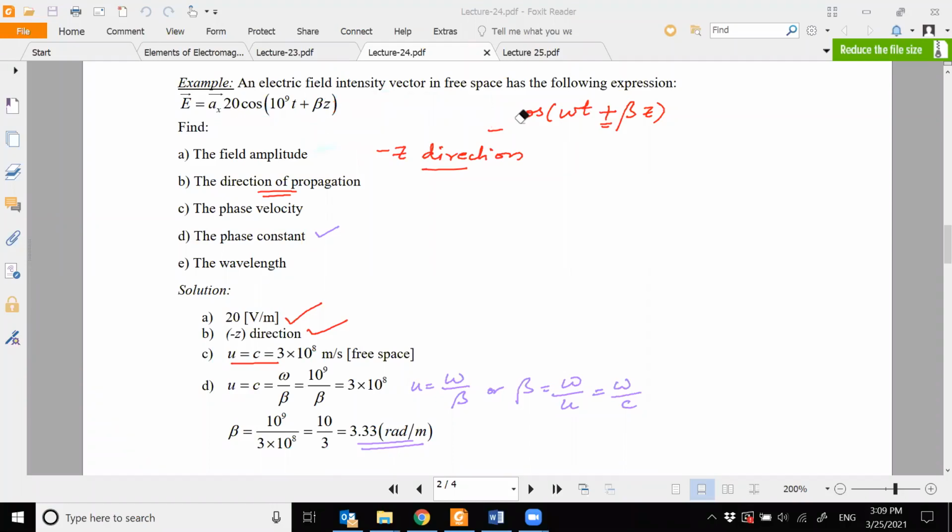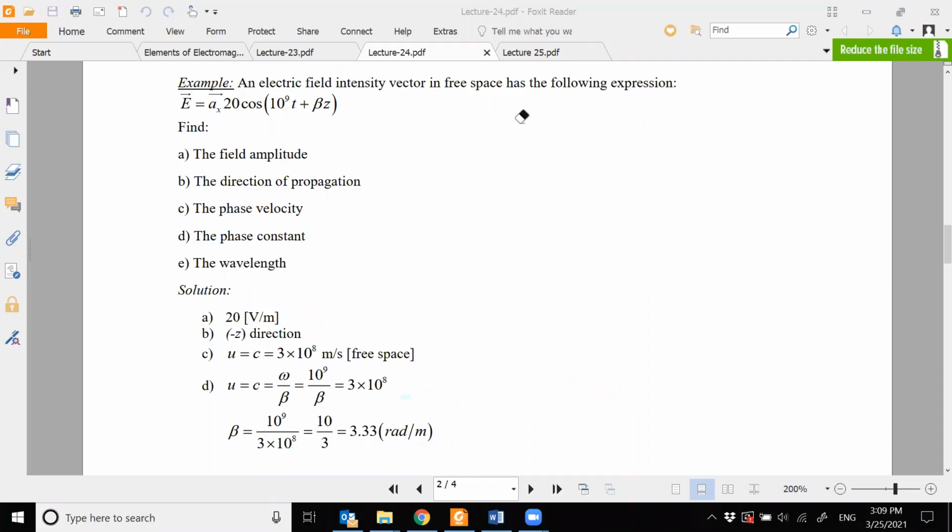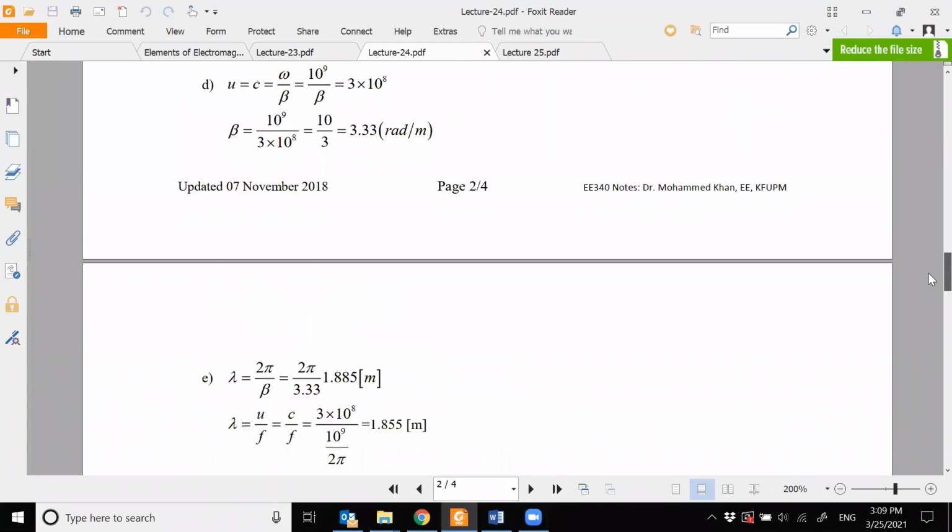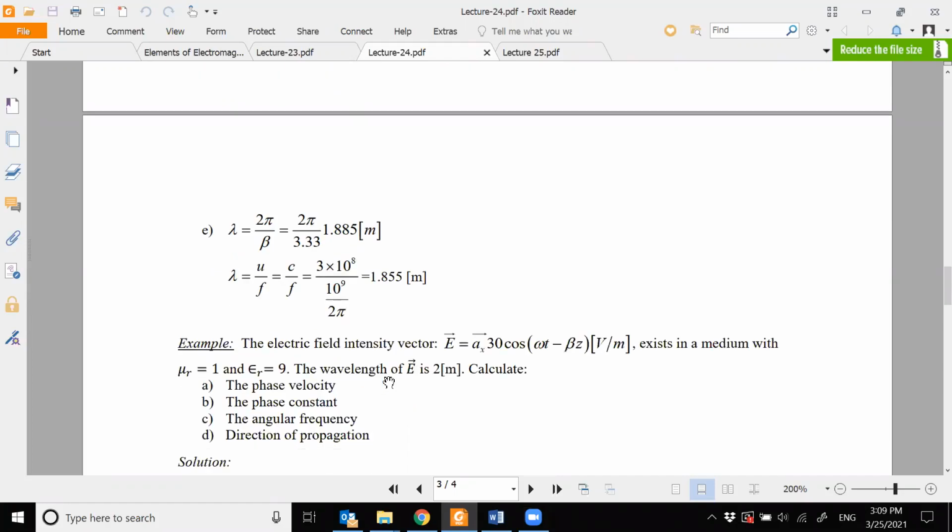And the wavelength. How can you find the wavelength? There are several expressions, and you can use any of them. In this case, you can use lambda is u over f, since you have the frequency here, which is nothing but c over f, or lambda is 2 pi over beta, because you also got beta. You can use any of them.